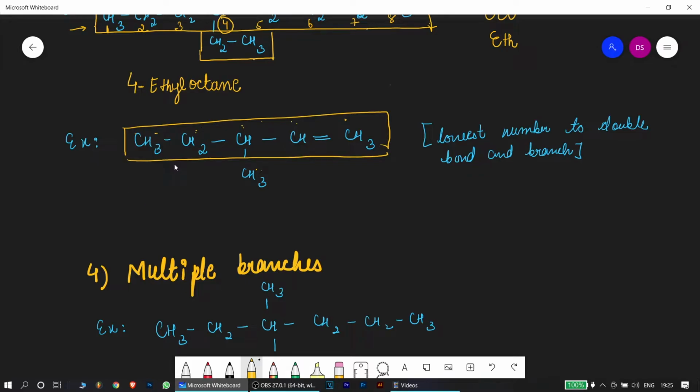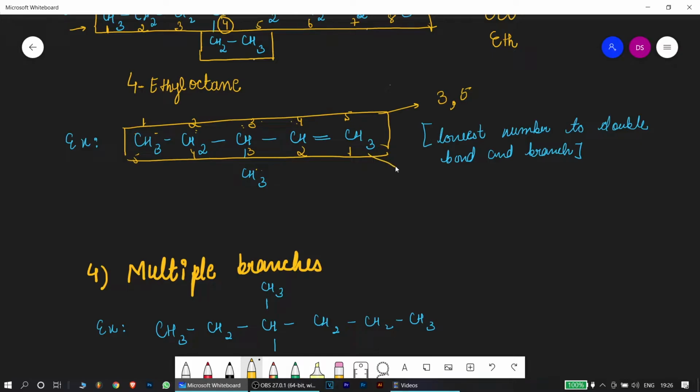Now coming to the naming, we can number it as 1, 2, 3, 4, 5. And if we number from here, 1, 2, 3, 4, 5. Now if we look at the upper numbering, then what happens over here is the branch is getting number 3 if we go by the upper method, and the double bond is getting the number 5. The combination is 3 and 5.